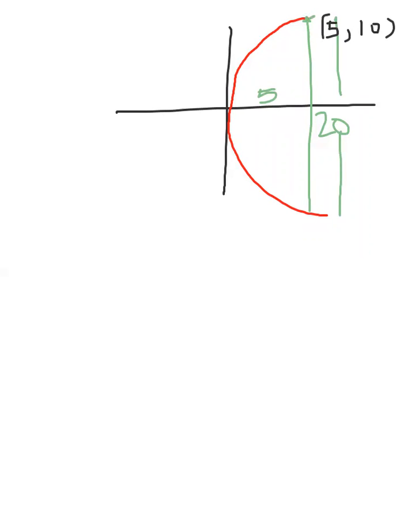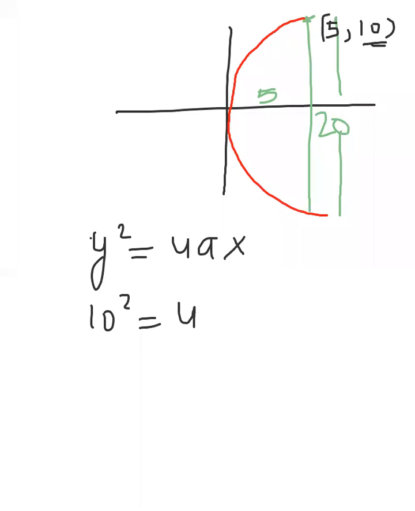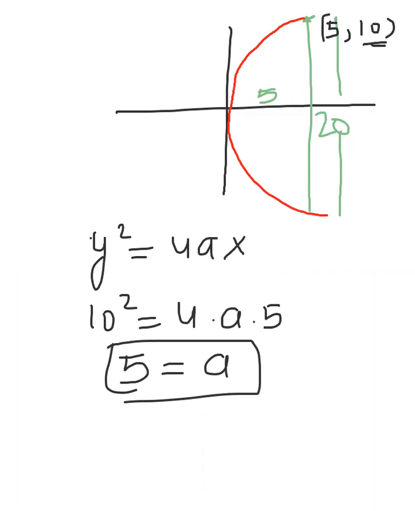(5, 10). And such a parabola has the equation y square equals 4ax. So y is 10, 10 square is equal to 4 into a into x, where x is 5. So we are getting a as 5. We need to calculate the equation of the parabola. I'm writing y square is equal to 4 into a, which is 5, into x.